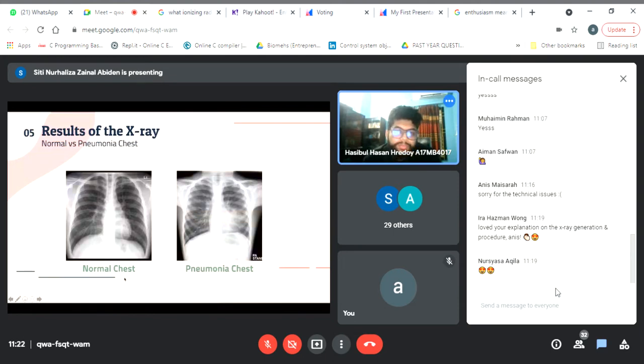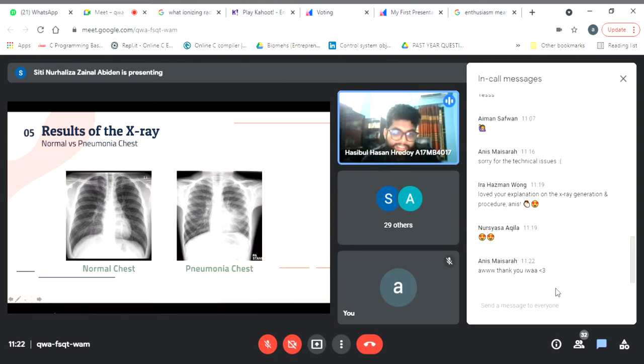So this slide will explain the difference between normal and pneumonia chest. You can see the normal chest is this. This is very clearly seen in all the areas. Usually in the abnormal or pneumonia chest, what do you expect to see? You expect to see like more things, but for the pneumonia chest, actually it's not. What the radiologist wants to see from a pneumonia chest is the loss of the area.